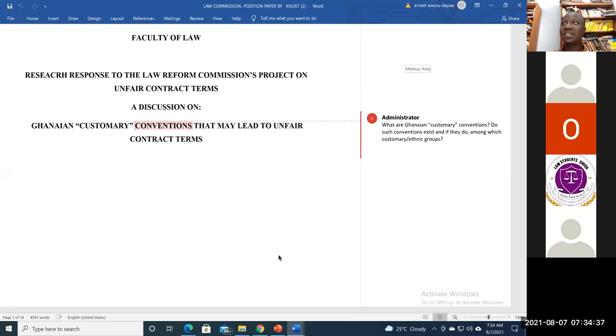They've sent a document around trying to solicit views. So I would like us to briefly discuss exclusion and exemption clauses, and then when we finish, we quickly look at some of the things that the Law Reform Commission is talking about.